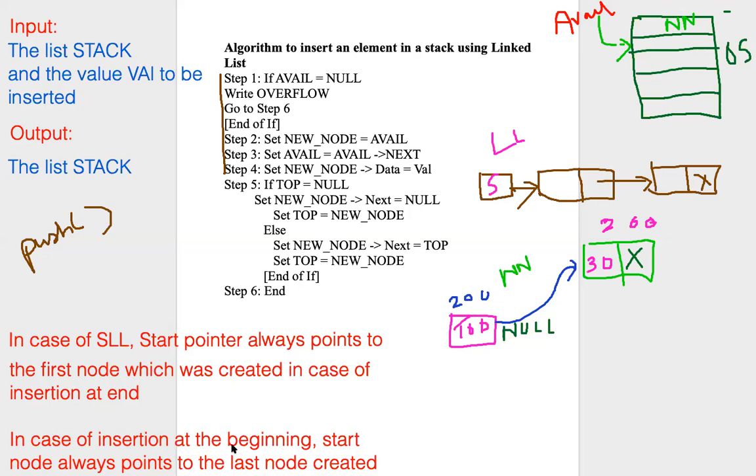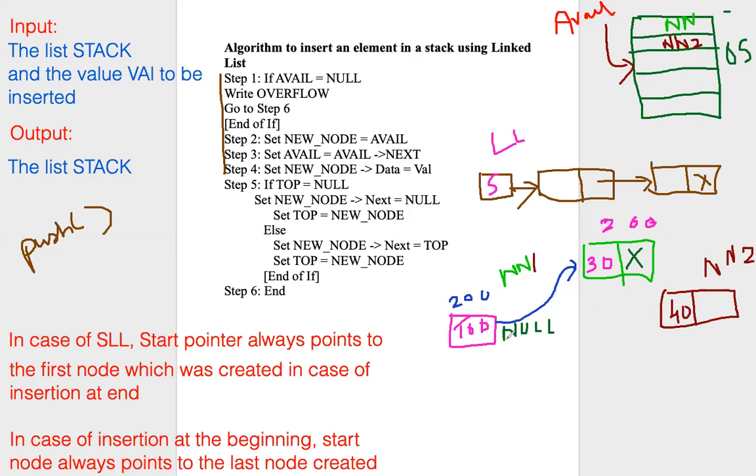Now suppose this is not my case and I have created a new node. This is my Avail. So now new node is here. Let me write it down, new node 2. This is my new node 1 and this is my new node 2. So Avail will no longer point here. It will move to the next available memory space. Let it be here. And again I have to make the value, let it be 40.